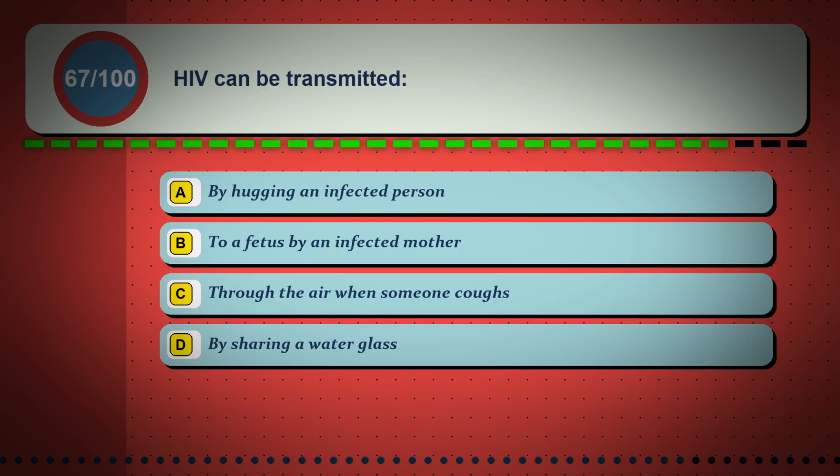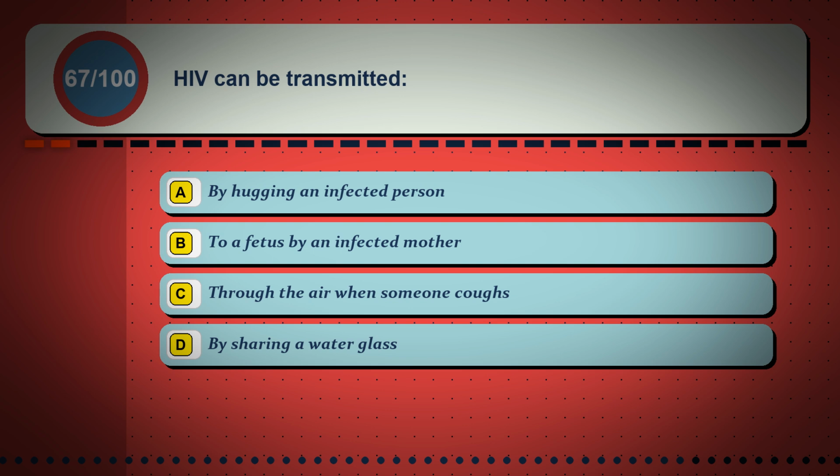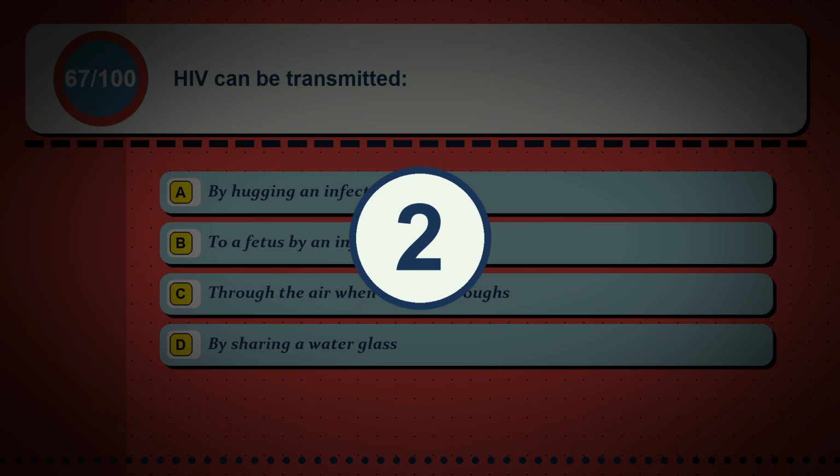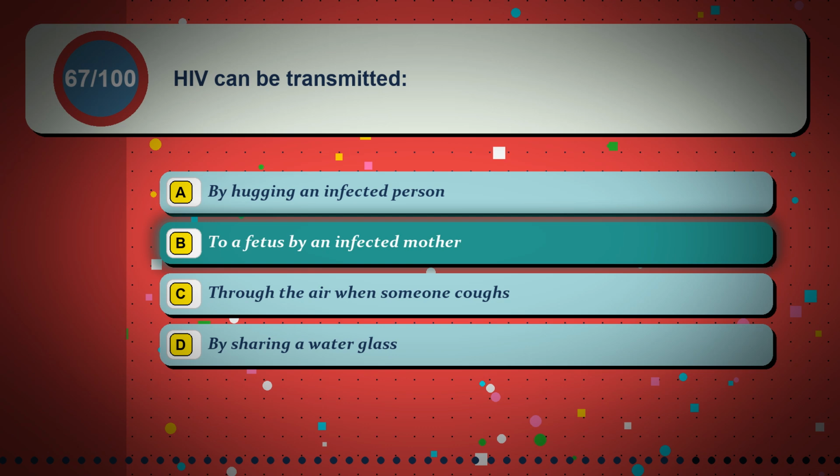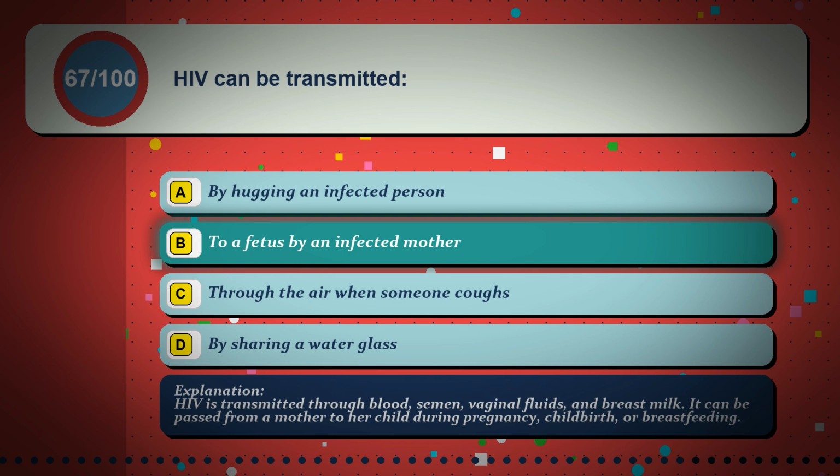Question 67. HIV can be transmitted. Option A, by hugging an infected person. Option B, to a fetus by an infected mother. Option C, through the air when someone coughs. Option D, by sharing a water glass. The correct answer is option B, to a fetus by an infected mother. HIV is transmitted through blood, semen, vaginal fluids, and breast milk. It can be passed from a mother to her child during pregnancy, childbirth, or breastfeeding.